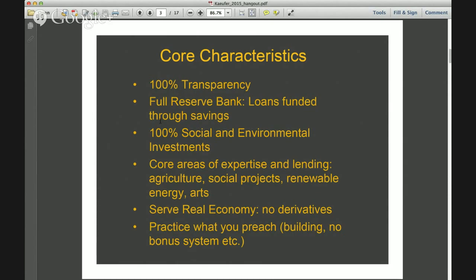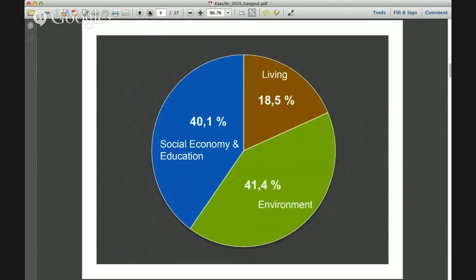They are focused on the real economy and don't invest in derivatives. What I also find in these banks is that those that work well basically practice what they preach. So their buildings are also low energy, and the way they treat and work with their co-workers represents the way they think about social issues.